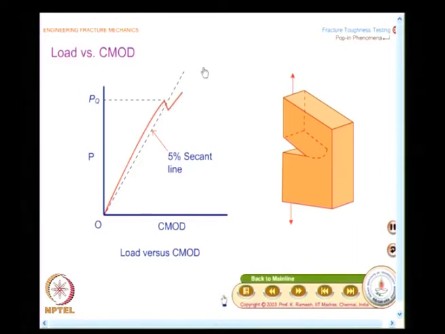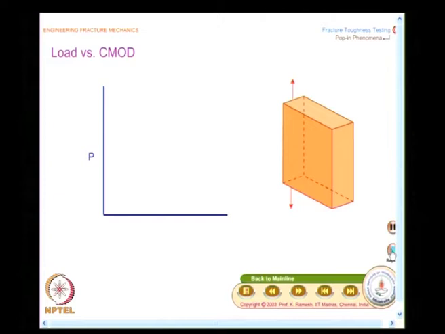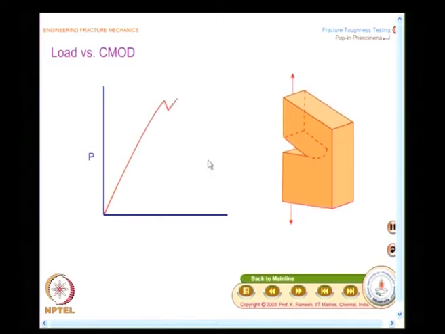up and you will have a P max, because in the case of pop-in phenomena, we said there would be a sudden jump in a thumbnail fashion. Only after some other increase in load, the specimen will completely break. I would repeat the animation here also. You can hear the pop-in sound. I think you can hear it now.